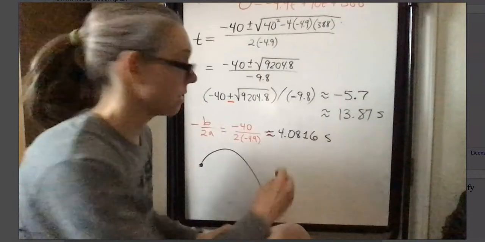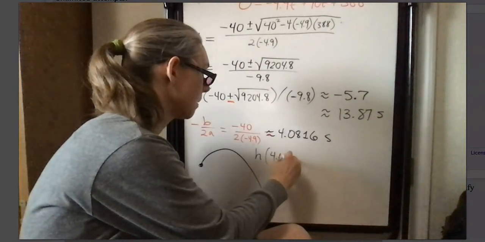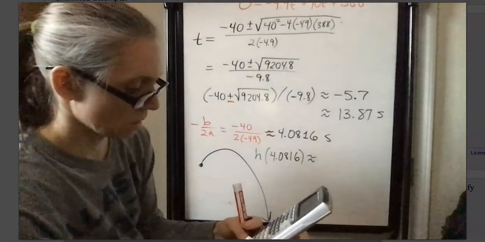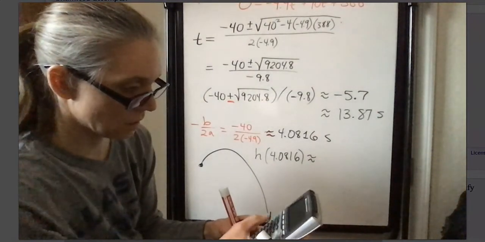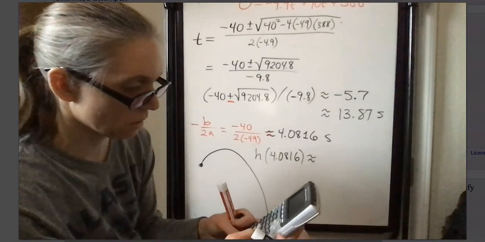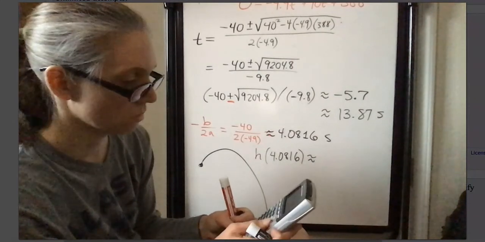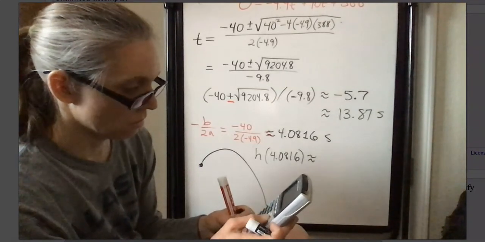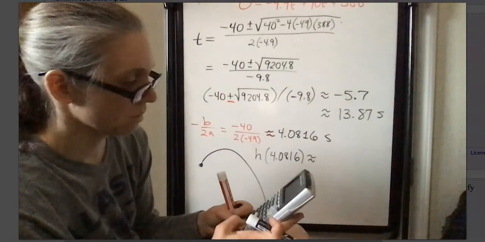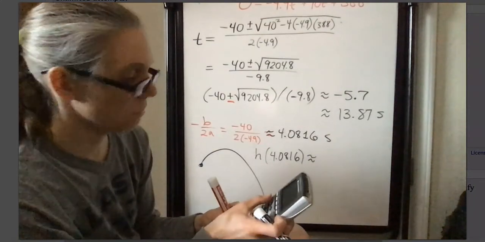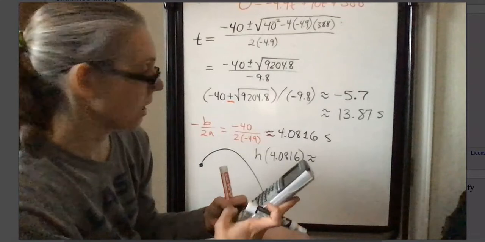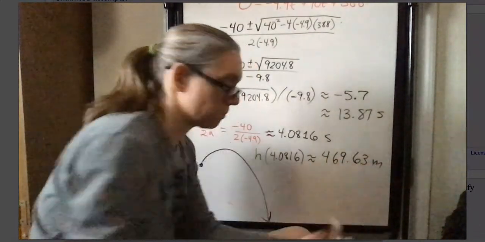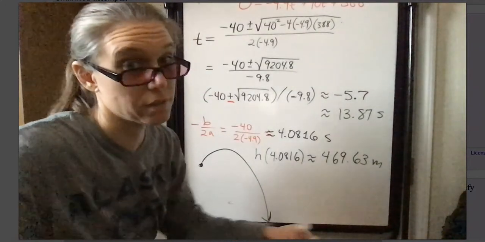So what you're going to do then is take the peak time and plug it into the original formula. Negative 4.9 times, here's that peak time. And you can use the answer button on the calculator. It's a really handy button to use. Negative 4.9 times answer squared plus 40 times answer plus 388 gives us about 469.63 meters.